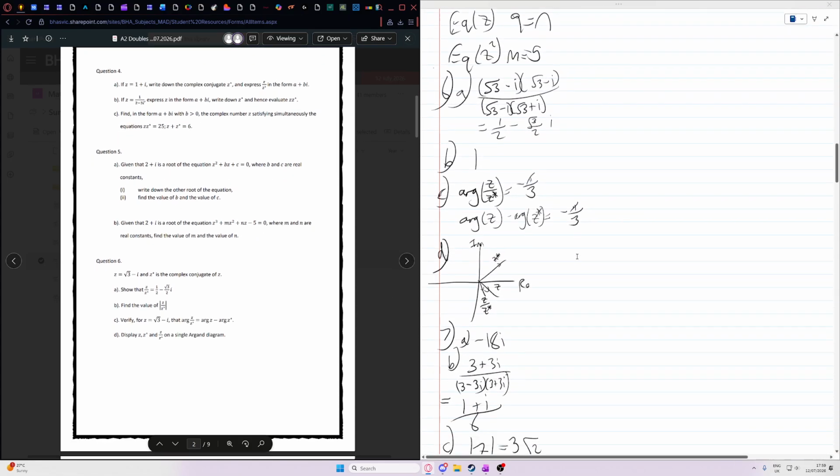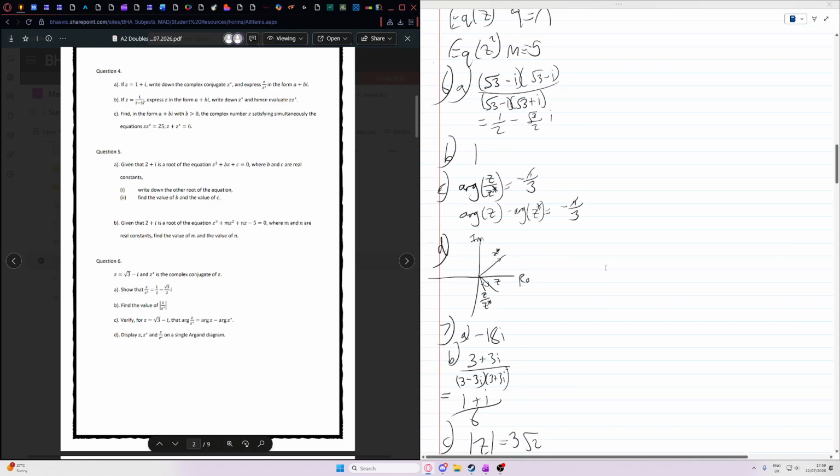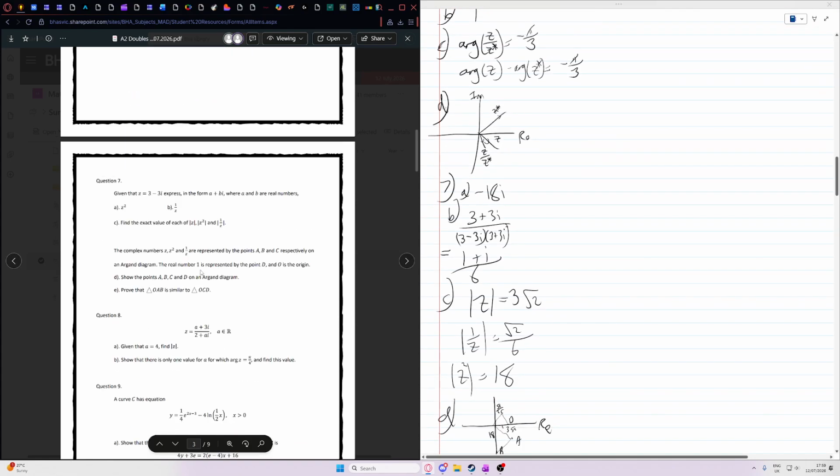Question 6. Honestly, a lot of this assignment is just do what it says. There's nothing that complicated about it. Part B again, find the modulus of that, easy stuff. C, you're just verifying it. Then part D, doing the Argand diagram, nothing too complicated.